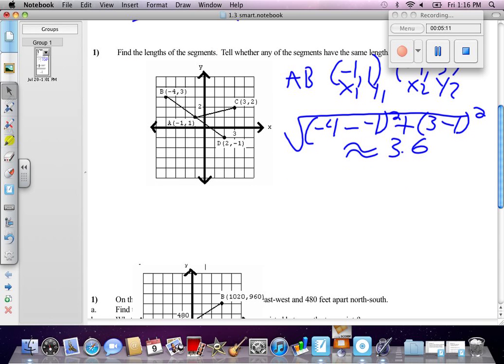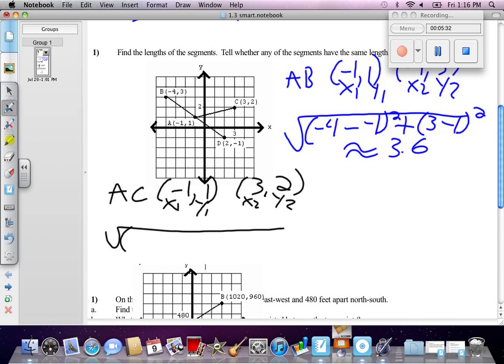Alright, so now we're going to do A to C. A is still negative 1, 1, and C is 3, 2. So we've got x1, y1, x2, y2, and I'm sticking it into that same formula. So I put the square root, x2 minus x1 squared, and then we have plus y2 minus y1 squared. And again, my suggestion is just to put that in your calculator.